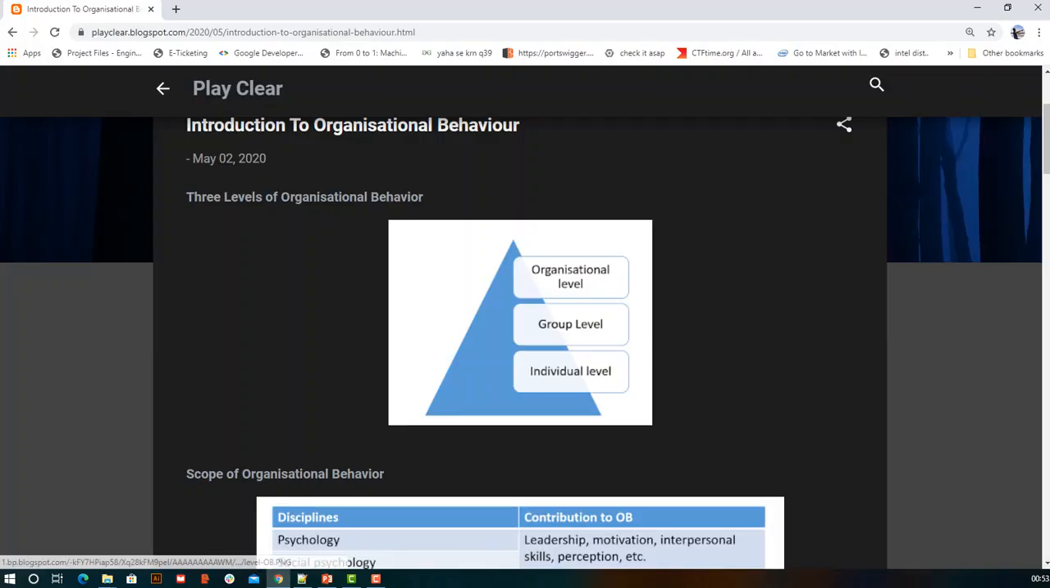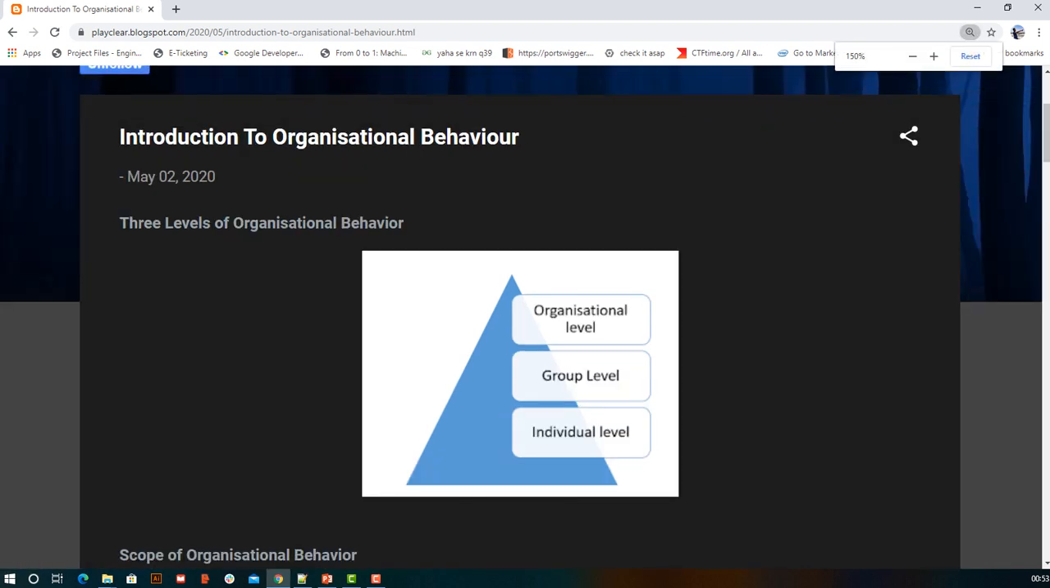So our first topic is the introduction to organizational behavior. As the name suggests, today the whole topic will be the main foundations of organizational behavior. Now coming to the point, the first topic is the 3 levels of organizational behavior. Here, as you can see, we have 3 levels. The first level is the individual level.